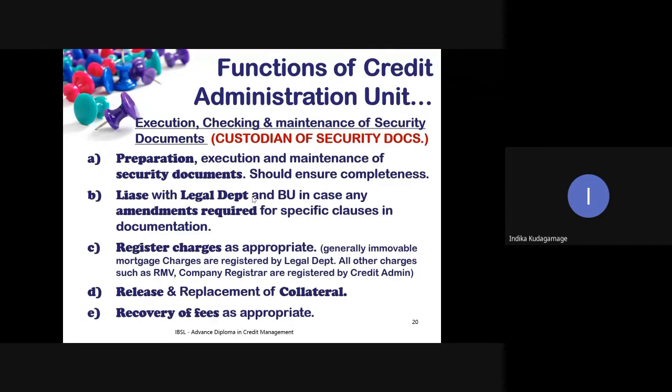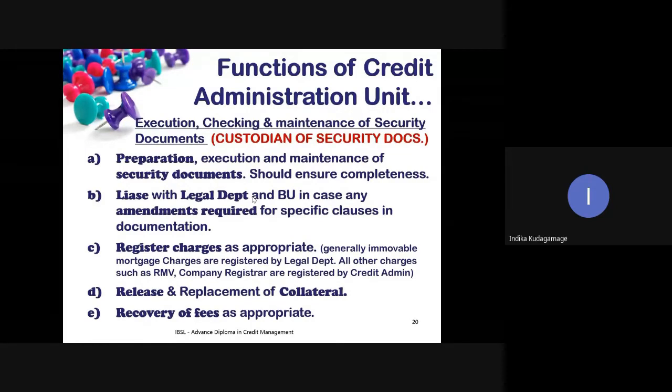Release and replacement of collateral. Safe custody is a function of CAU. That means once the offer is signed and the mortgage executed, all the original documents should be kept in one safe place. Sometimes some banks keep it with the branch, but normally it should be the center that maintains everything, and they will maintain the safe pack. So whenever there is a release or addition, they will have to do it. Nothing to do with the business line. So all the back-end functions should be taken out from the business line. Recovery of charges and fees.